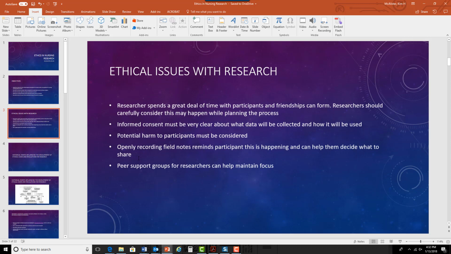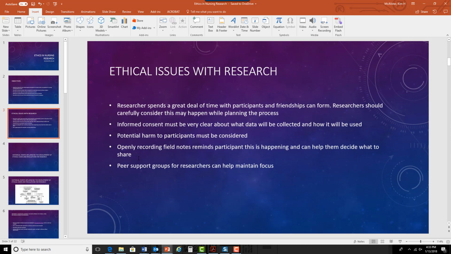We have to be sure that the informed consent that the participant signs is very clear and explains what data is going to be collected, how it's going to be collected, and how it's going to be used. Also, what's going to be required of the participant. Will they have to come and go? Will they stay for several weeks? Is this something that is a one-time event? What is the commitment that's required by the participant? You also have to let people know what the potential harm could be.